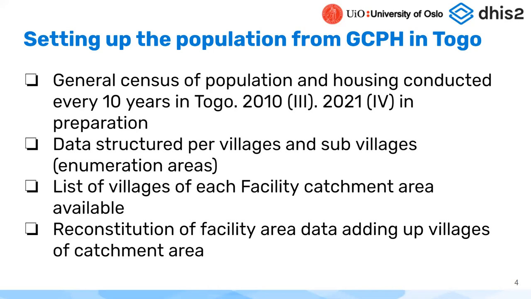So that is how we constitute, at the basic level from the GCPH data, the target population for each health facility and for each health program. Because not only for the facility, but also for the programs, we do have proportions.